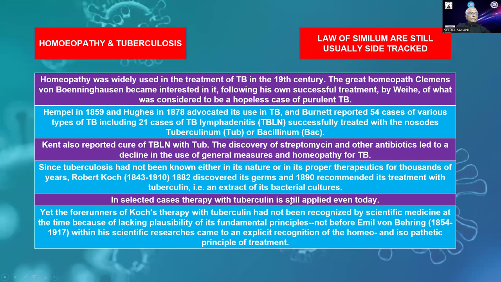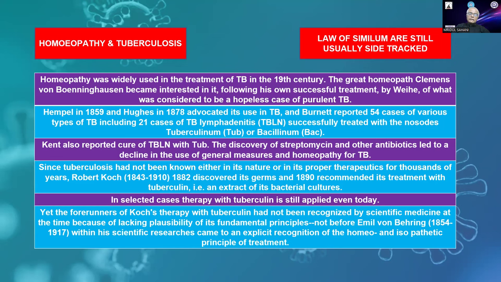Now, homeopathy and the treatment of tuberculosis, the law of similia, are still usually sidetracked. Homeopathy was widely used for TB in the 19th century. The great homeopath Bonnigsens became interested following his own successful treatment of what was considered to be a hopeless case of purulent TB. Then Hempel in 1852 and Huger in 1878 advocated its use, and Burnett reported 54 cases of various types of TB, including 21 cases of TB lymphadenitis, successfully treated with the nosodes Tuberculinum and Bacillinum. Kent also reported cure of TB with tuberculinum.